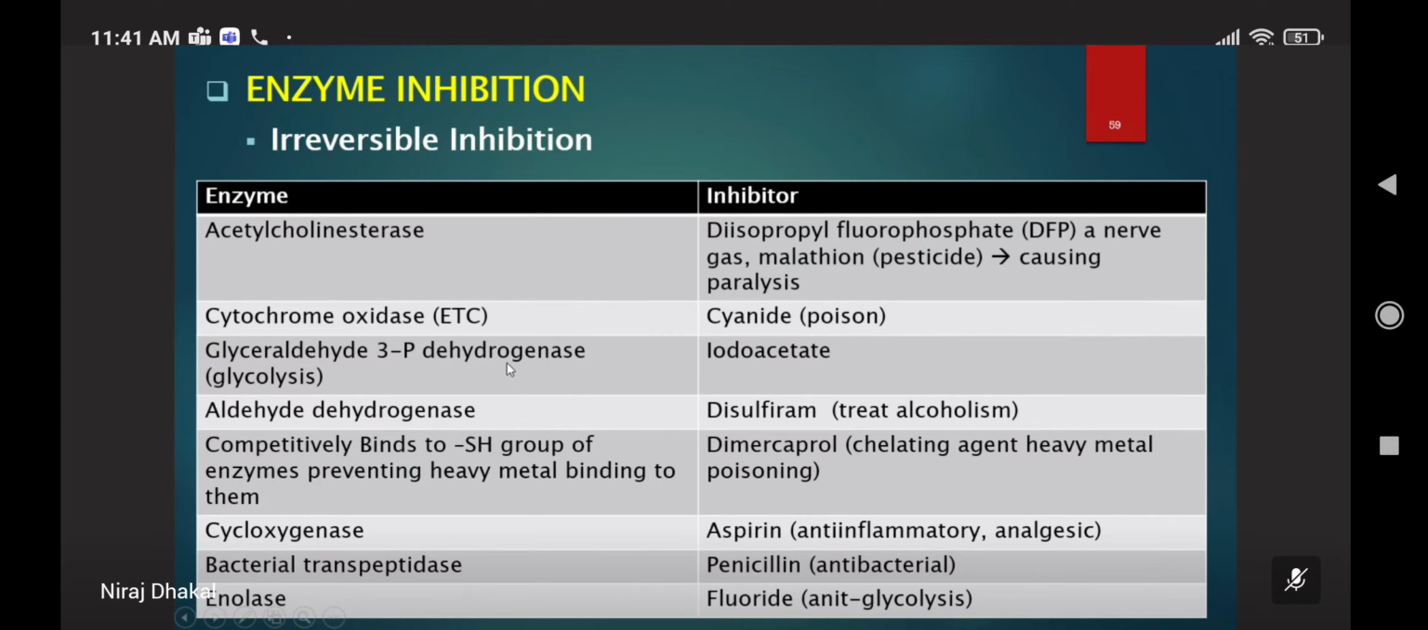Another is glyceraldehyde 3-phosphate dehydrogenase. It's an enzyme of glycolysis, and this is inhibited by iodoacetate. Similarly, aldehyde dehydrogenase is inhibited by disulfiram. Disulfiram is used to treat alcoholism.